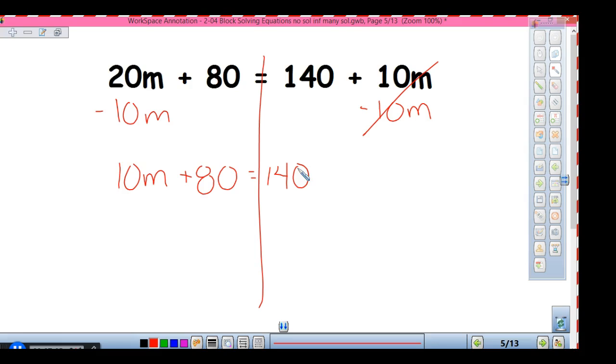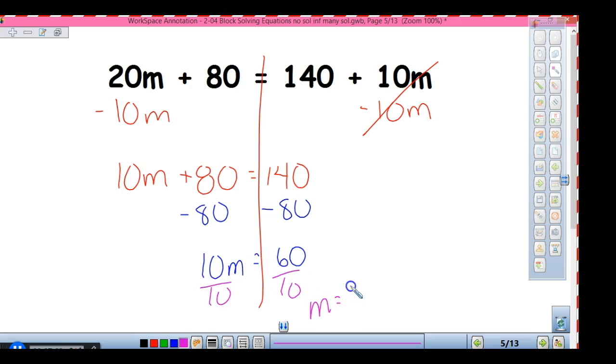Sam, what do I do now? Good. Subtract 80. So 10m equals 60. Okay, and Keely, what do I do then? Divide by 10. So m equals 6. Good. Okay, do the next one. We'll compare answers.